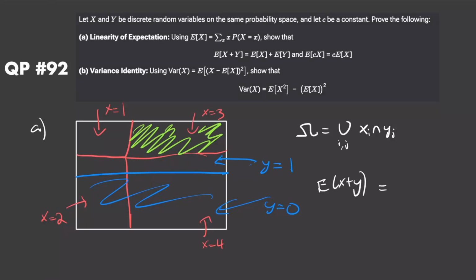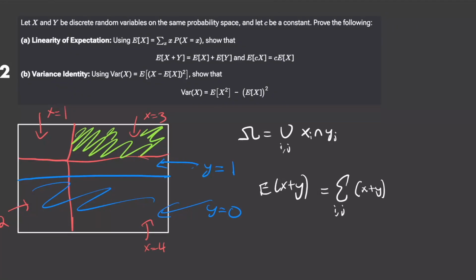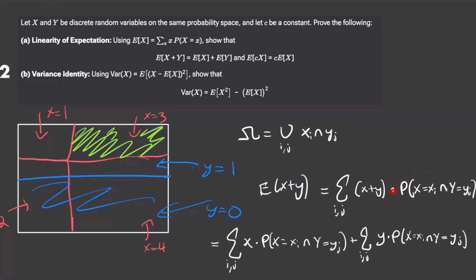So I take the sum over all values i that X can take and all values j that Y can take of the value I'm trying to find, which is X plus Y, weighted by the probability of the intersection of X equals X sub i and Y equals Y sub j. Then I can distribute this inside the term, so I get the sum over i, j of X times this probability plus the sum over i, j of Y times this probability.